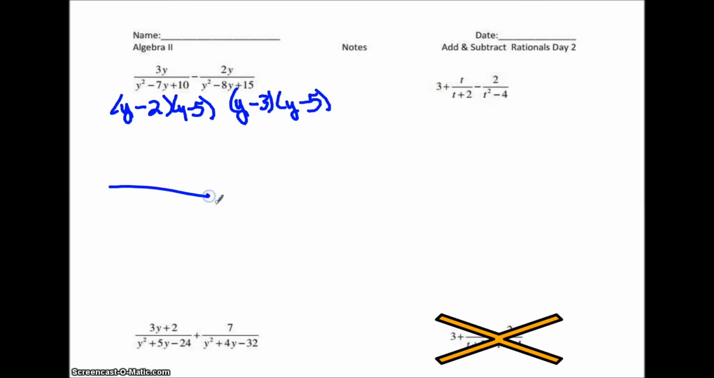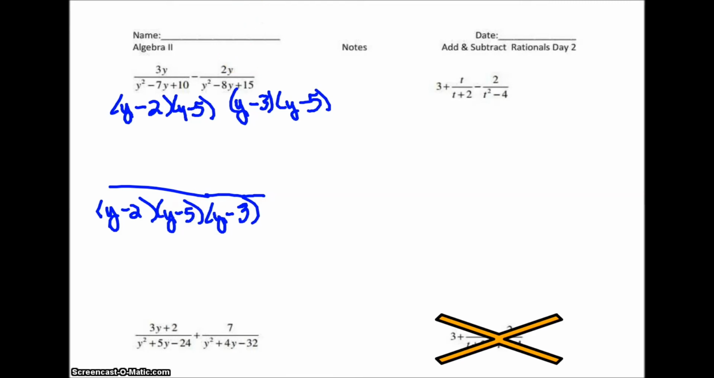So draw your line. Take your first denominator and write both parts down. y minus 2, y minus 5. Take your second denominator and see y minus 3. Have you already written it down? No, you haven't, so you've got to add it. y minus 3. y minus 5. Have you already written it down? Yes, you have, so you do not write it again.